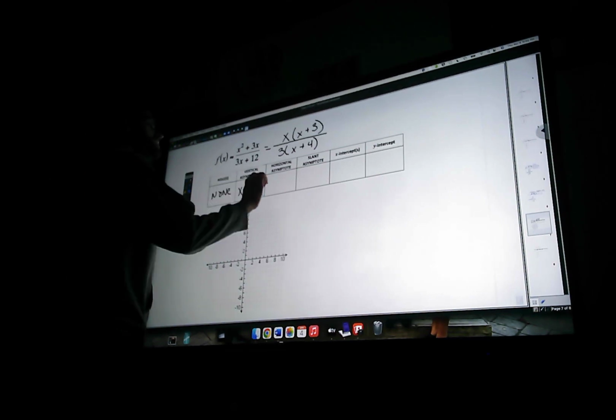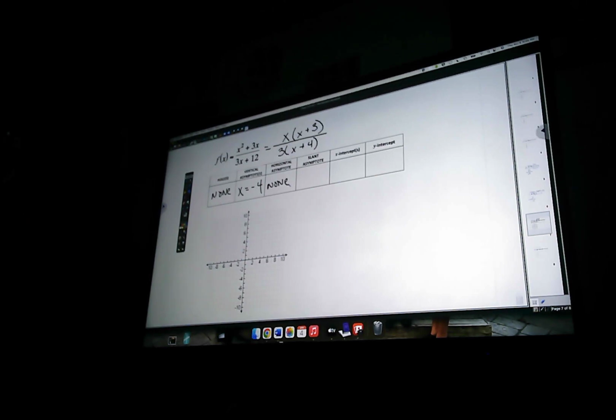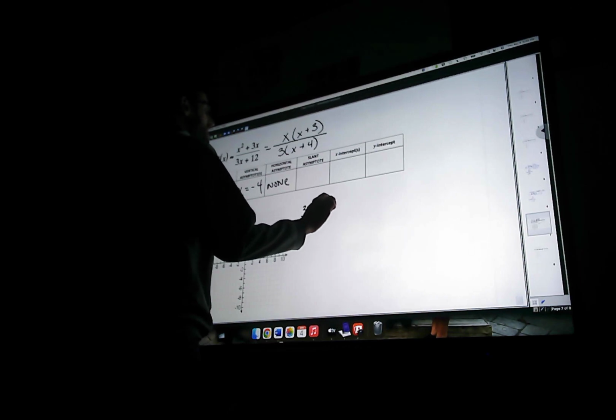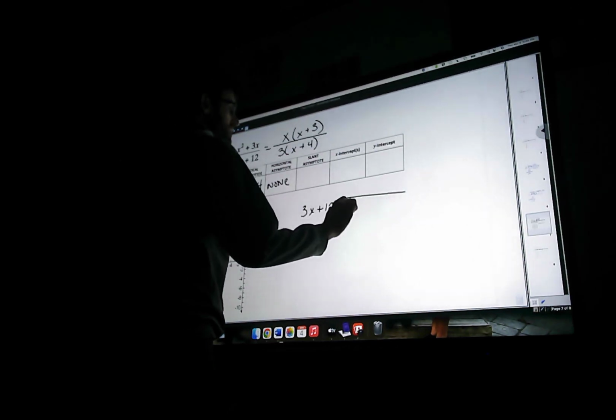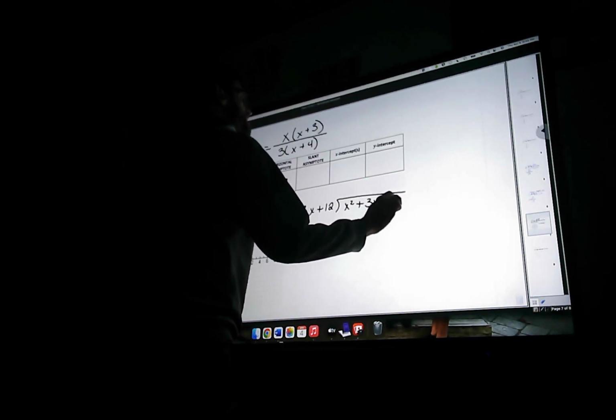There is not going to be any. Slant asymptote. Is the degree of the top larger than the degree of the bottom? Yes, so we are going to have a slant asymptote. I'm going to take 3x plus 12 and divide it by x squared plus 3x plus 0.